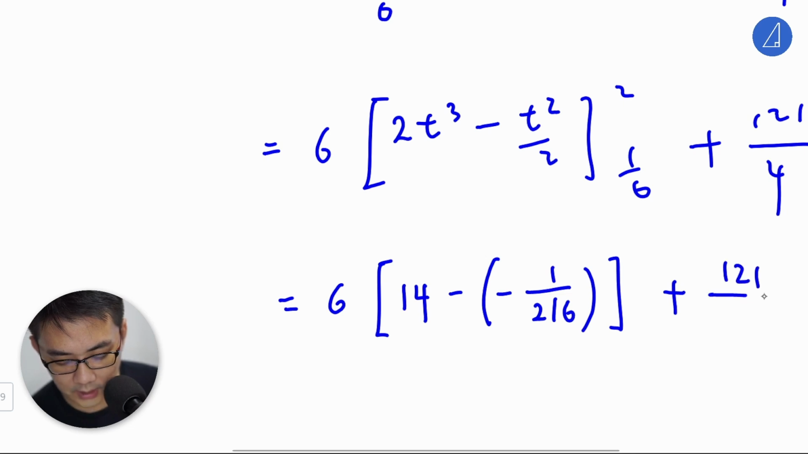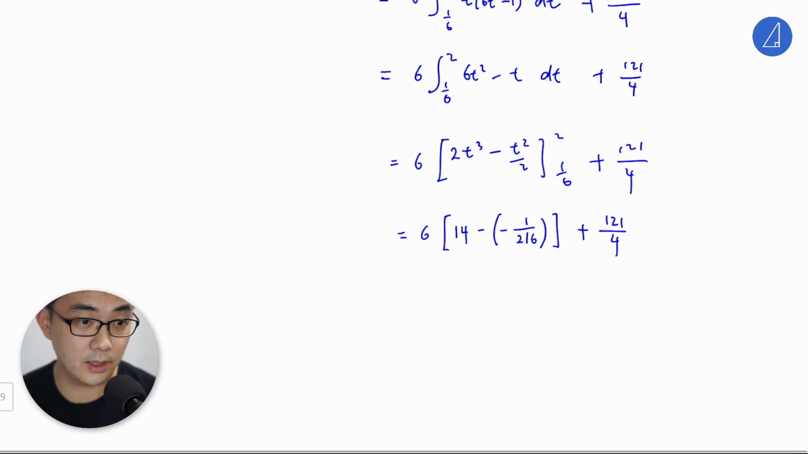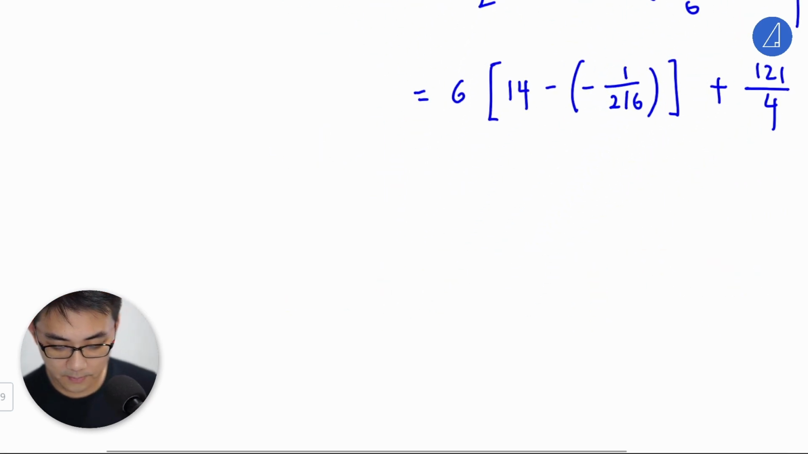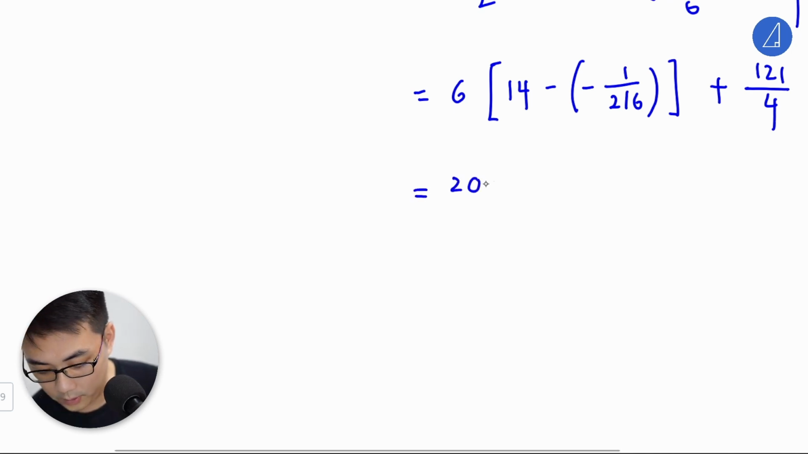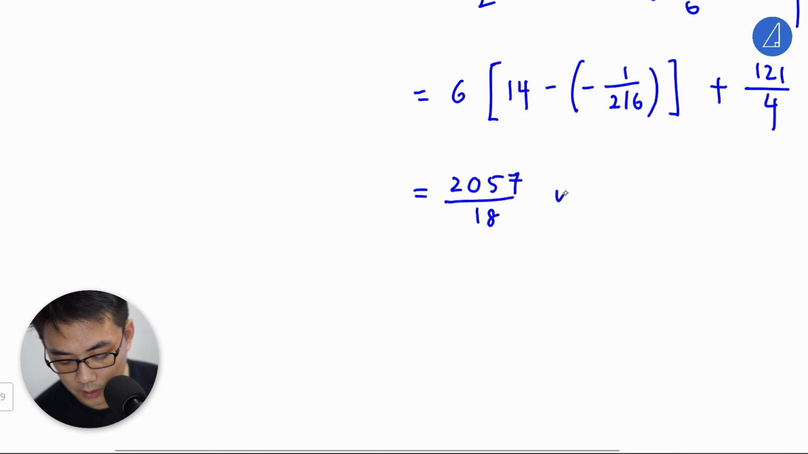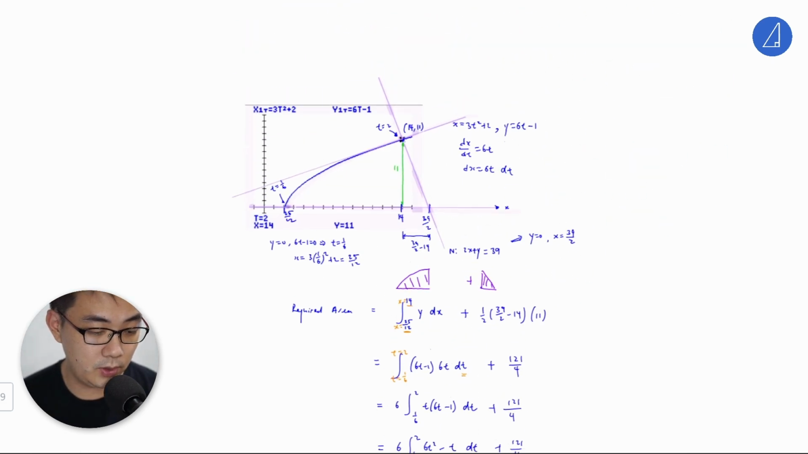I hope this is the answer. Just key in calculator, should be able to get the answer there. There you go. So this would be 2057 over 18 square units. Alright, so I do this question here proficiently.